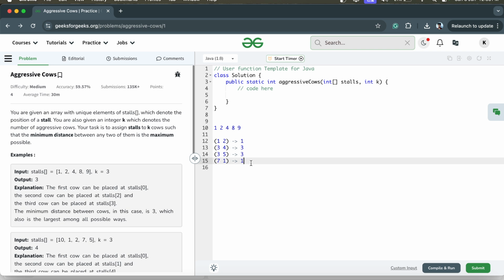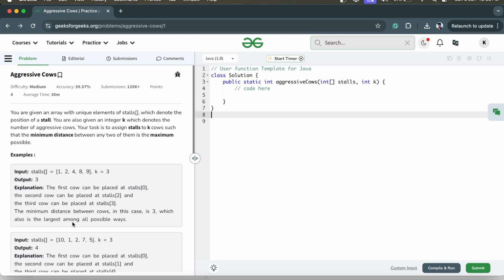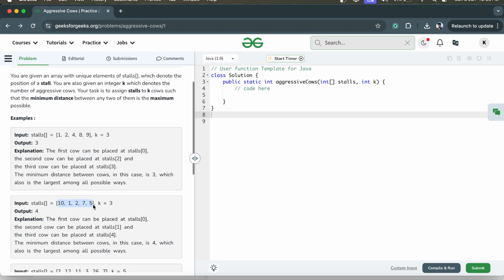So the idea is pretty much clear now. How do we bind this with binary search? If we look at this input, the stalls are not sorted, and binary search basically works when the data is in sorted order. So the first thing we do is sort this array. Let us look at this image first.